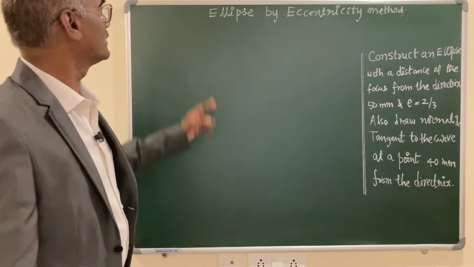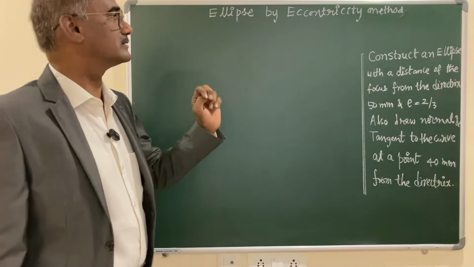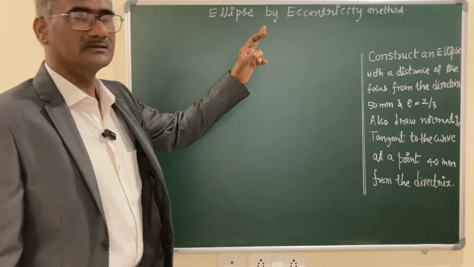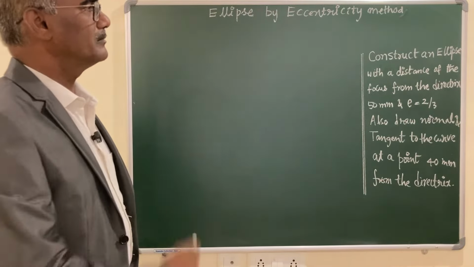In today's class, you will be learning how to construct an ellipse by eccentricity method. So this eccentricity method is also known as general method. So let us look at the problem.